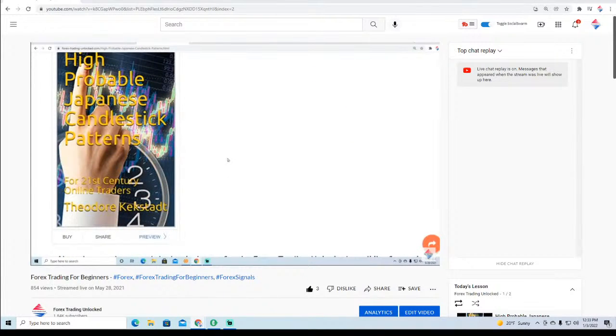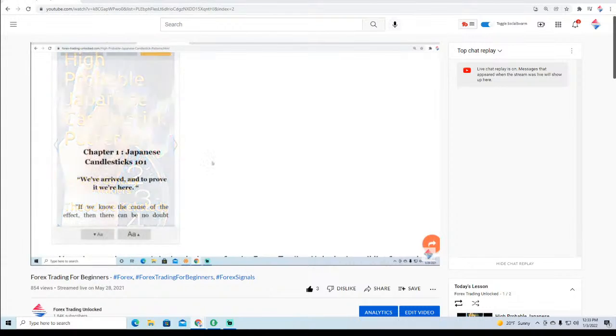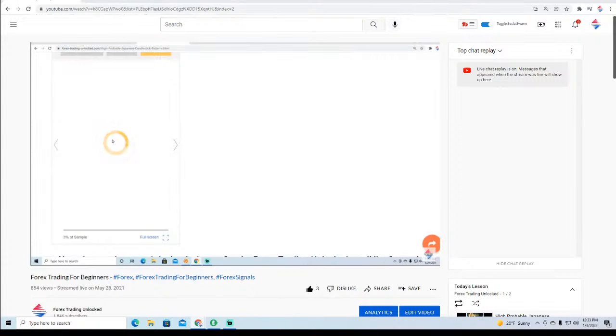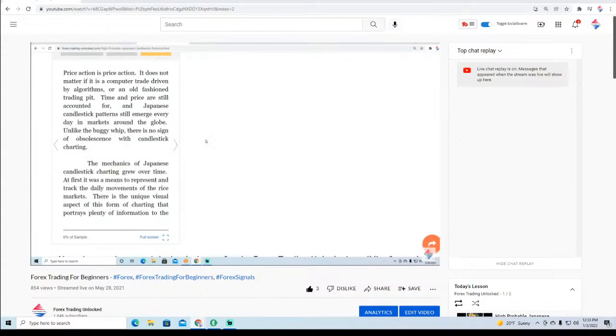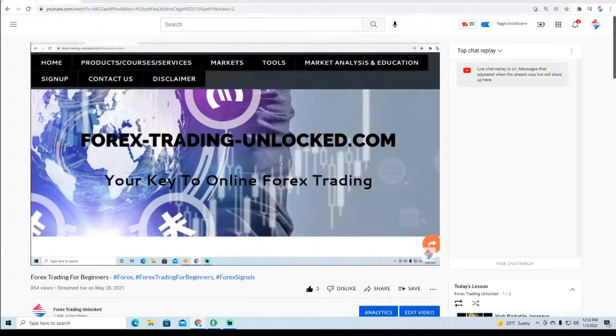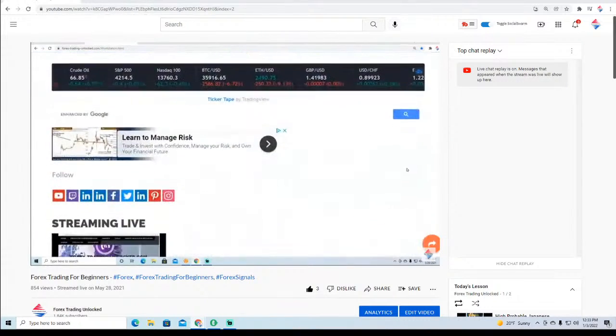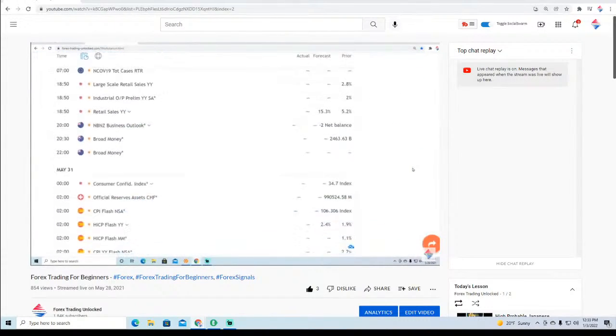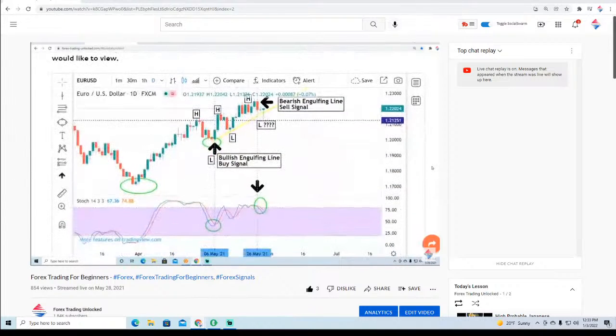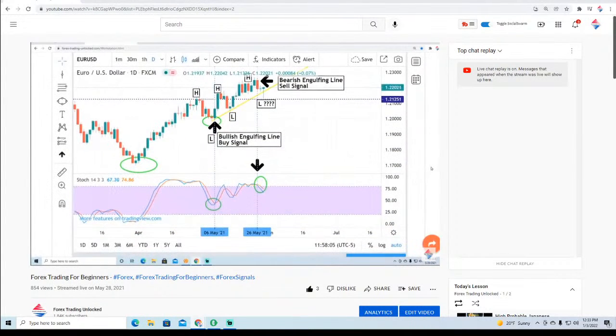And then here it has a cover of the book. You can either buy it, you can share it, and you can preview it. If you preview it, as you can see here, chapter 1, you can go through it and start to read it and get an idea of what the book is all about. And after you've read the book, and especially certain chapters like the money management, that's when you can get into trading. Until you read our chapter on money management in that book, I highly suggest you do not start trading.